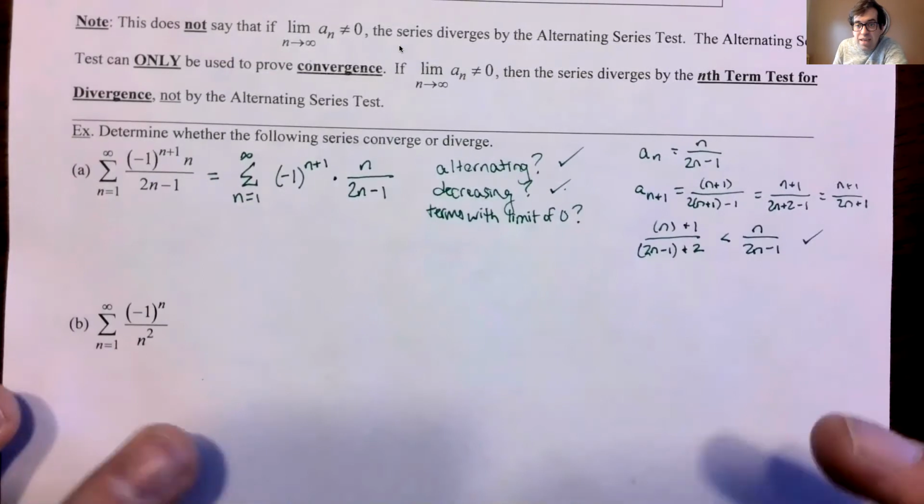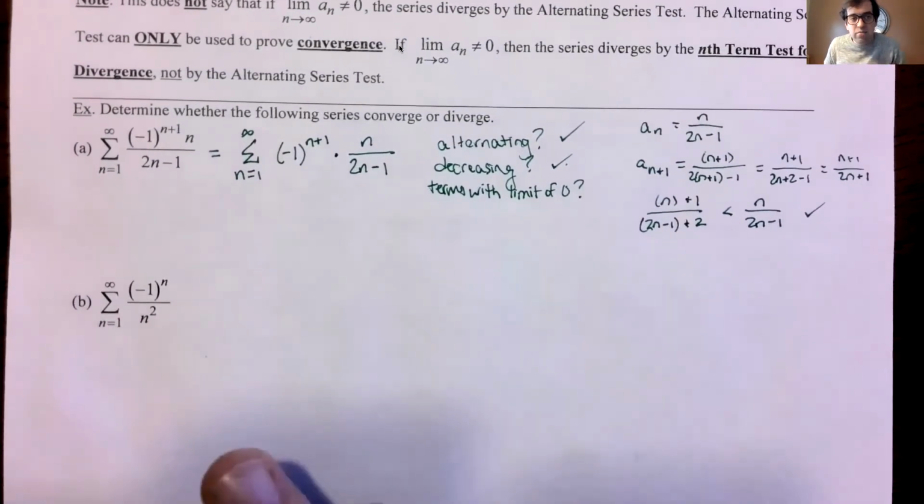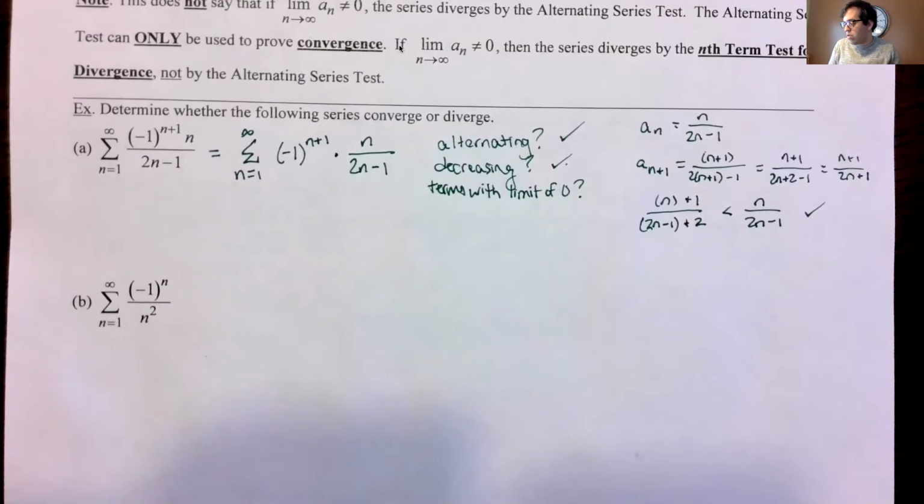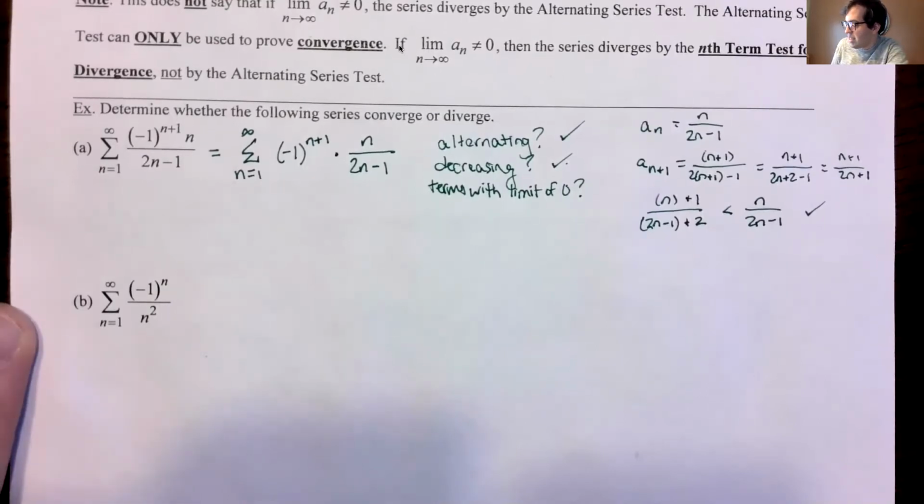A little complicated. We don't always have to do it that way, but it's good practice when you can't tell naturally whether the terms are going to be decreasing. So we are alternating. We are decreasing. Last step. Are our terms approaching 0? Let's see if we can check that.